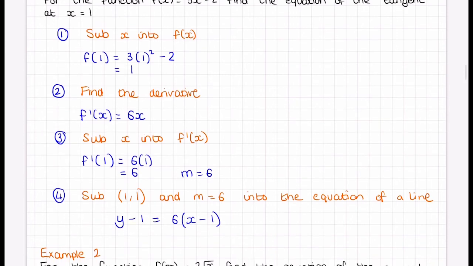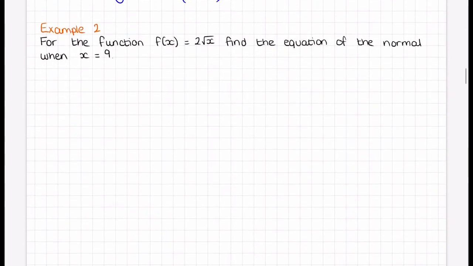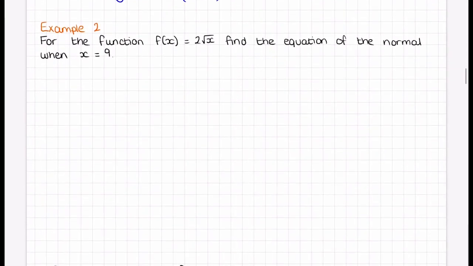Now example 2, same thing, but this time we're going to find the equation of the normal. So when we're finding the equation of the normal, same steps, we just have the one extra step at the end. I want the equation of the normal when x equals 9. So step 1, we need to find out the y value of the original function at 9. So we want to find out f of 9. So we're going to have 2 times the square root of 9, which will equal 6. So our point that we are going to be looking at is (9, 6).